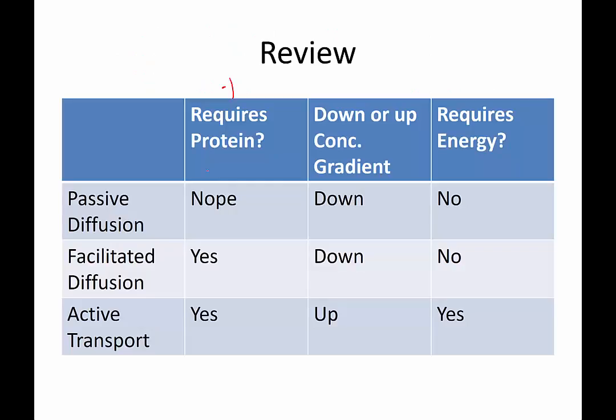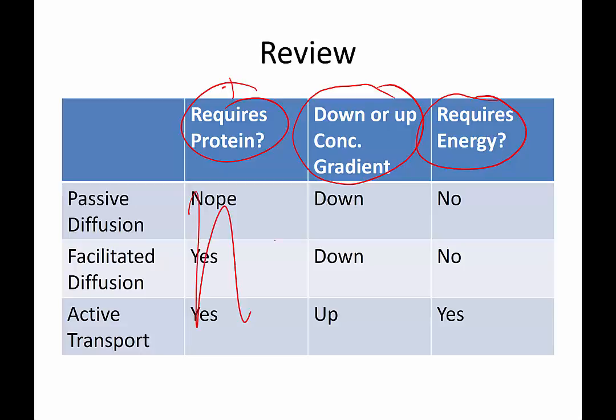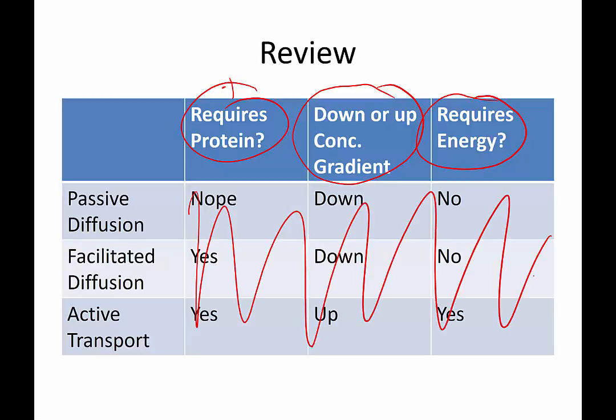And here's a table to help you review. So here we have the three major types of transport: passive diffusion, facilitated diffusion, active transport, whether they require proteins, whether or not they move down or up the concentration gradient, and whether they require energy. So a helpful hint for studying, I would highly recommend that you blank out this table, essentially make this part blank, and then see if you can fill it in from memory. So see if you understand all of these processes.